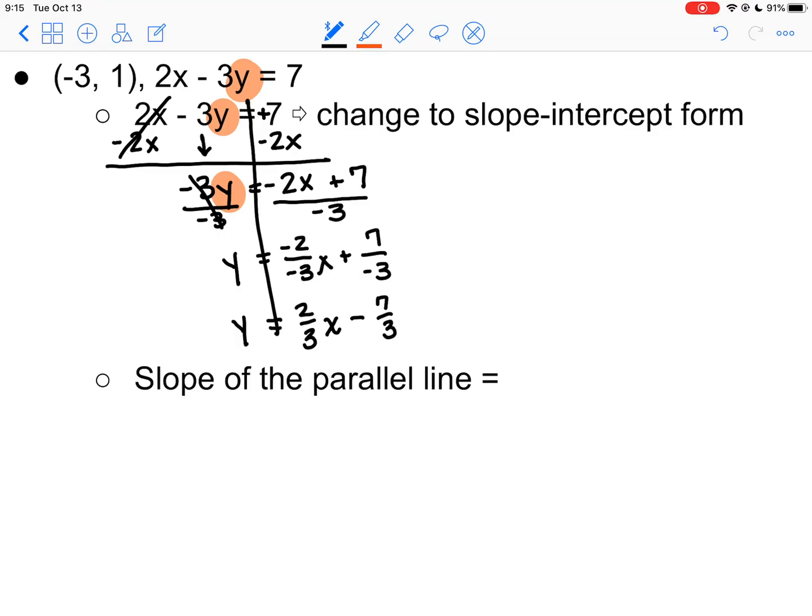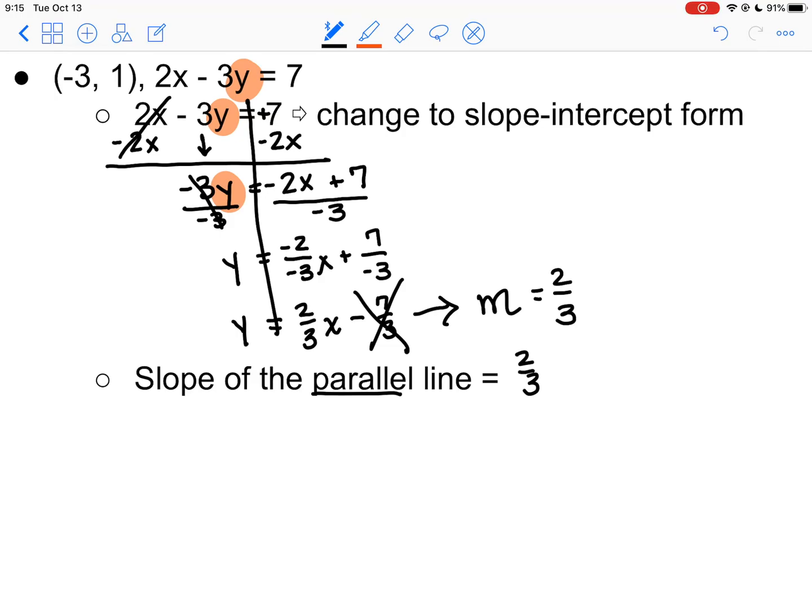From that original line, the only thing I need is the slope. So I don't care anything about the y-intercept of that original line. I only care about the slope. So if the slope of the original line is 2/3, in order to be parallel to that, I'm also going to use that same slope of 2/3.